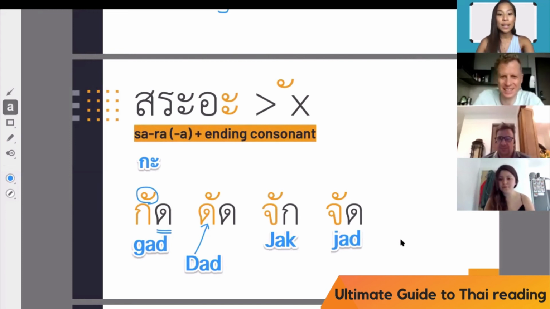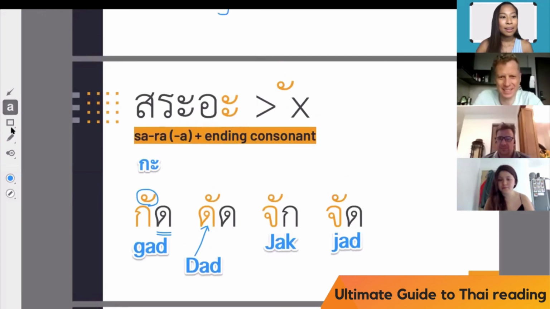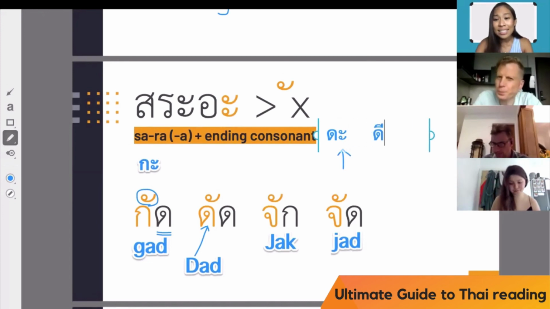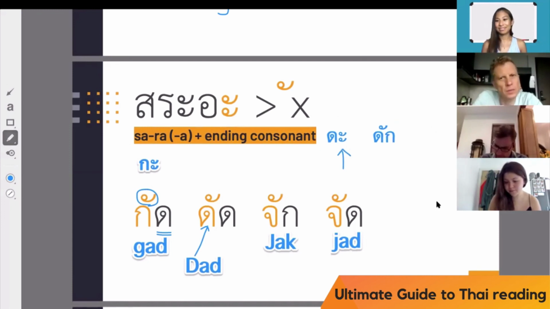So let's continue a little bit here to make sure you understand. So this is da, right? Because there is no ending consonant, the vowel looks like this. But when there is an ending consonant, the vowel is scared. Sara'a is scared, it's moved up here. And ending consonant, this is your first rule of writing.